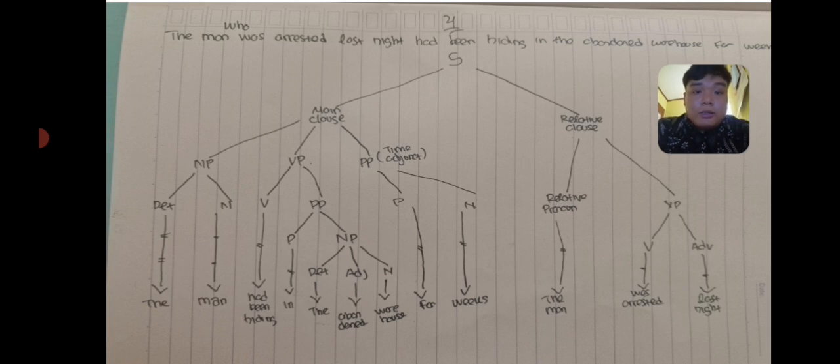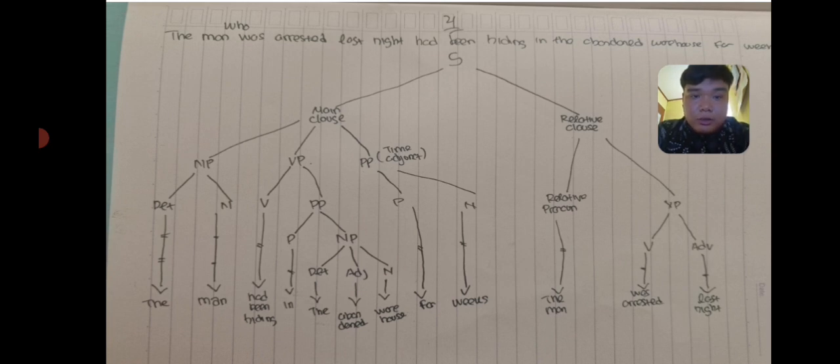The noun phrase, we're gonna divide it into two parts that are determiner and noun. The determiner is the word the, and the noun is man. And for verb phrase, gonna go down into verb. It is had been hiding. Go down into prepositional phrase. The preposition is in. Go down again into noun phrase. There are determiner, adjective, and noun. The determiner is the, adjective is abandoned, noun is warehouse. So the prepositional phrase is divided into two parts, preposition and noun. The preposition is for, the noun is weeks.